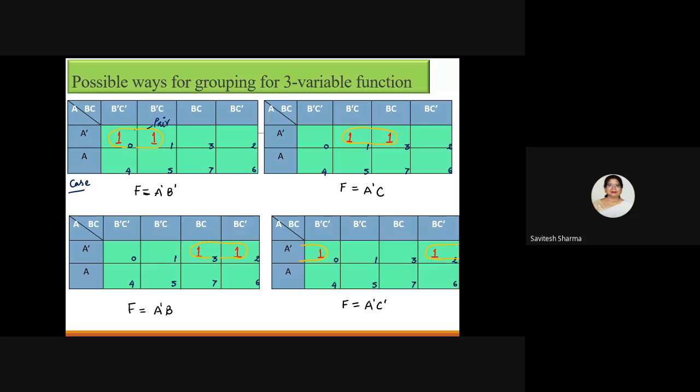Now you need to write the expression for this pair. So what will be the expression? You will see the variable. If a variable is changing its state, you will skip it. You will remove that variable. You will not take it in the expression.